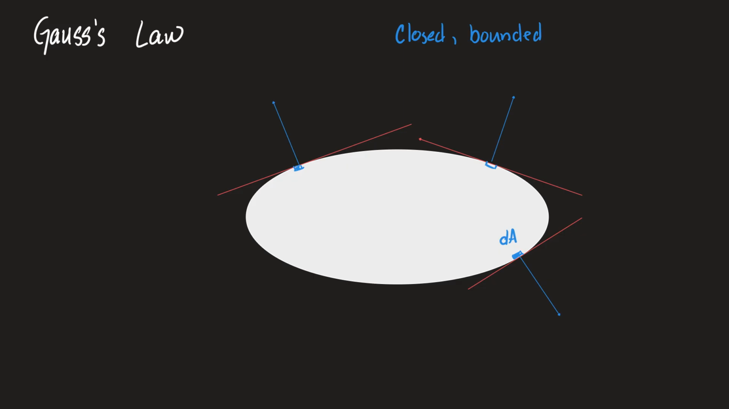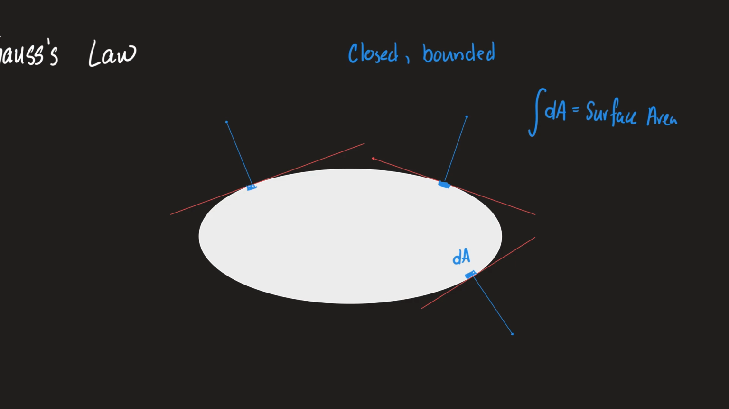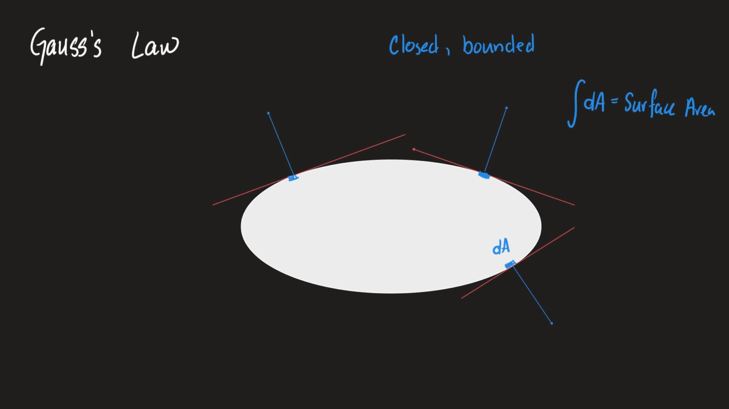The concept here is that I should be able to take any closed bounded surface, and if I add up all the pieces of the area, I should get the surface area of the shape. Now, I don't know that I would be able to do that, but if we were talking about a closed and bounded surface, in order to get the entire surface area, I would have to add up every piece of the entire surface. There's a symbology here that is going to be new to you.